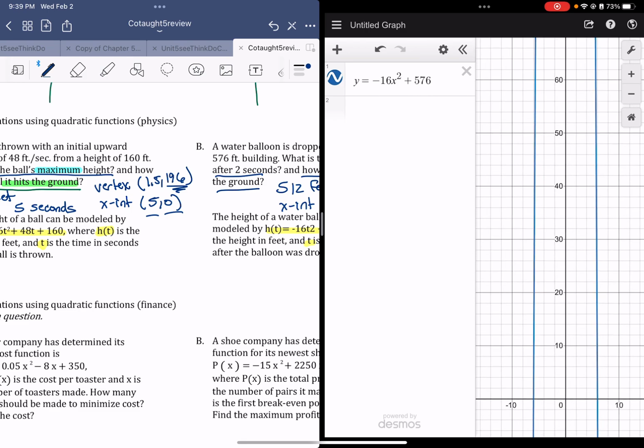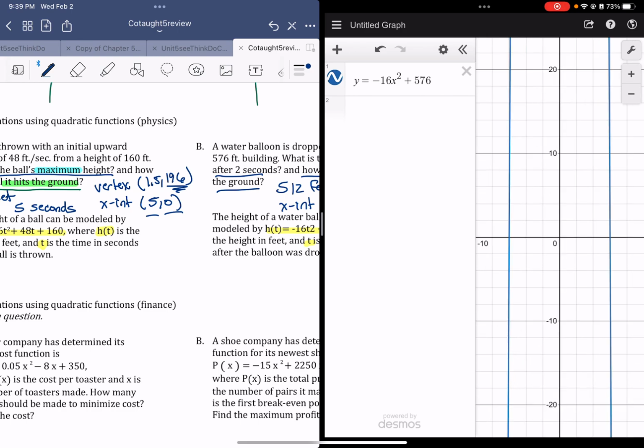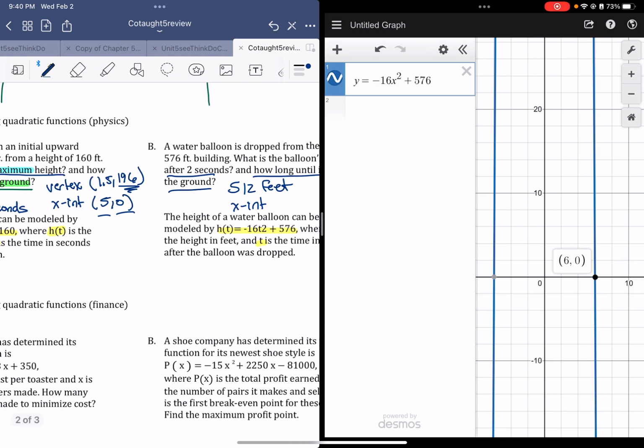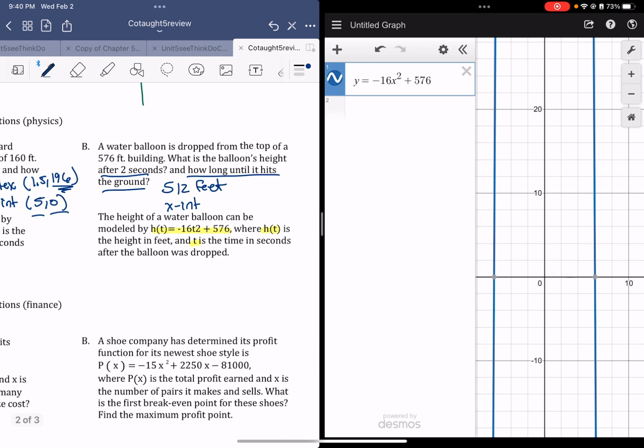I could have hit the home button. That would have been easier, huh? Okay, there we go. Right there at time 6 seconds. So our answer to that is, well, the point is (6, 0). We don't have to write that, but might as well. And at 6 seconds is when it hits the ground.